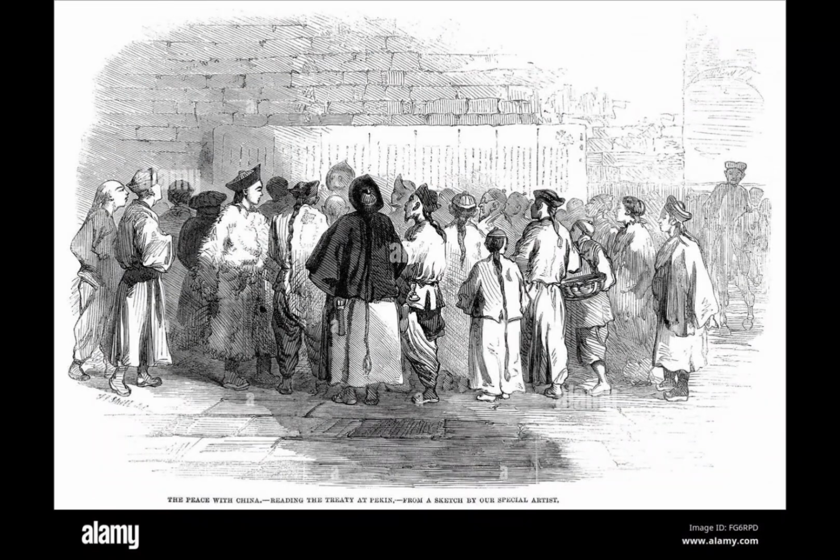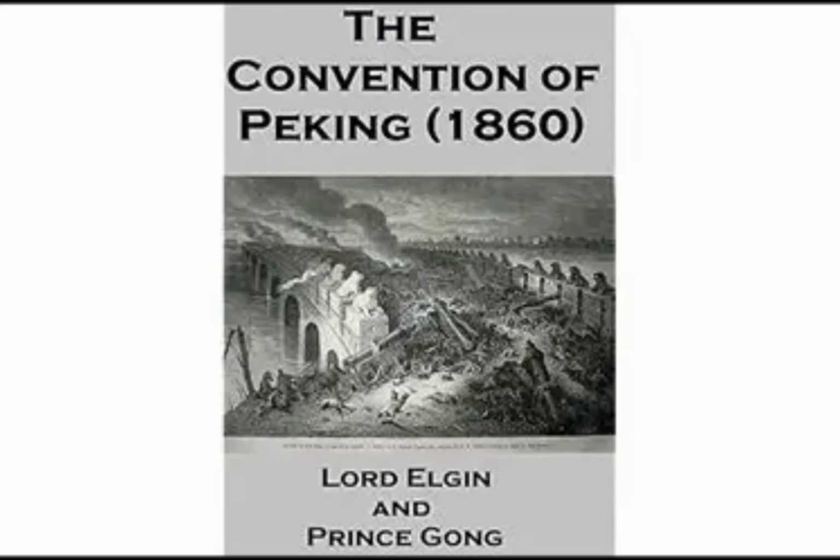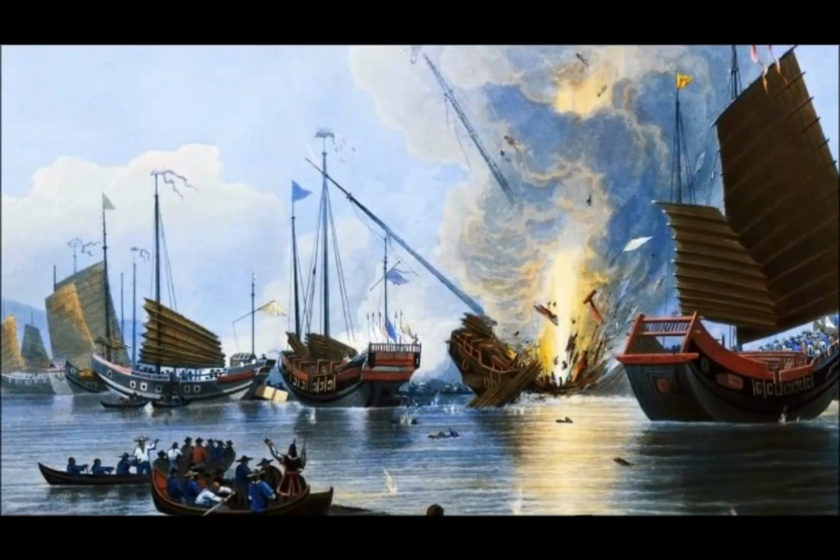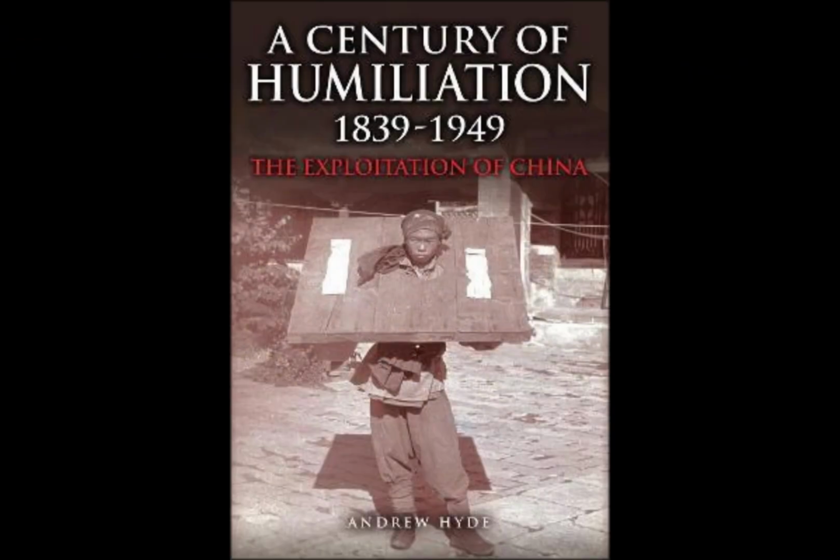At the end of the war, China was forced to agree to the Convention of Peking, which confirmed earlier treaties proposed during the war and granted additional benefits to foreign powers. In the end, China faced long-lasting consequences due to the Opium Wars.